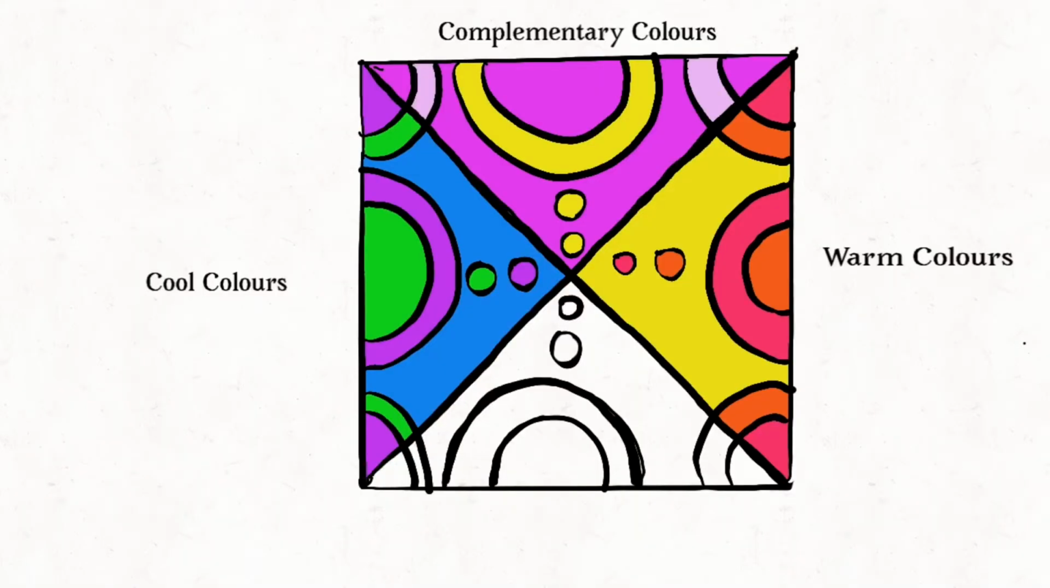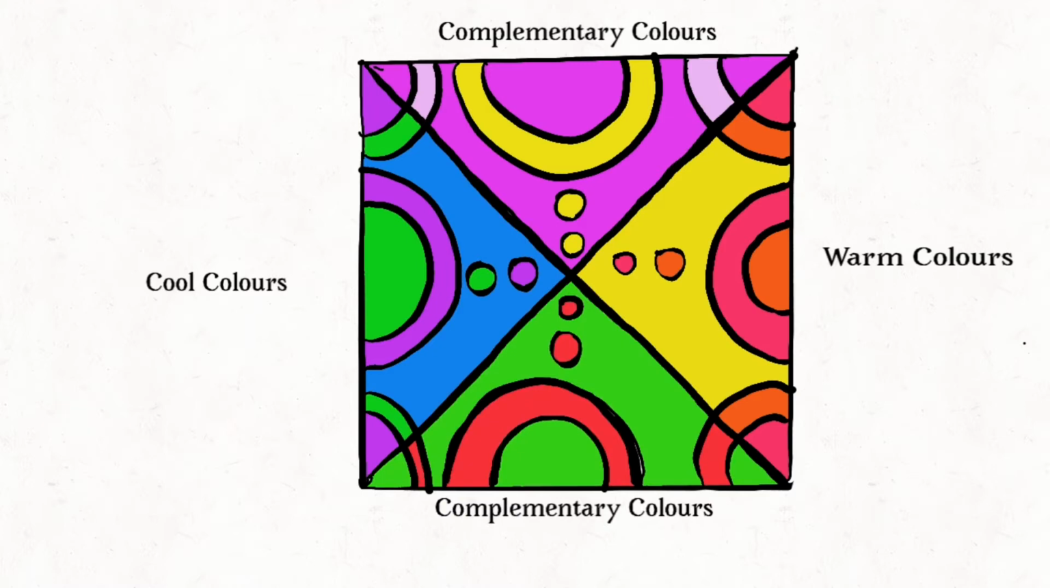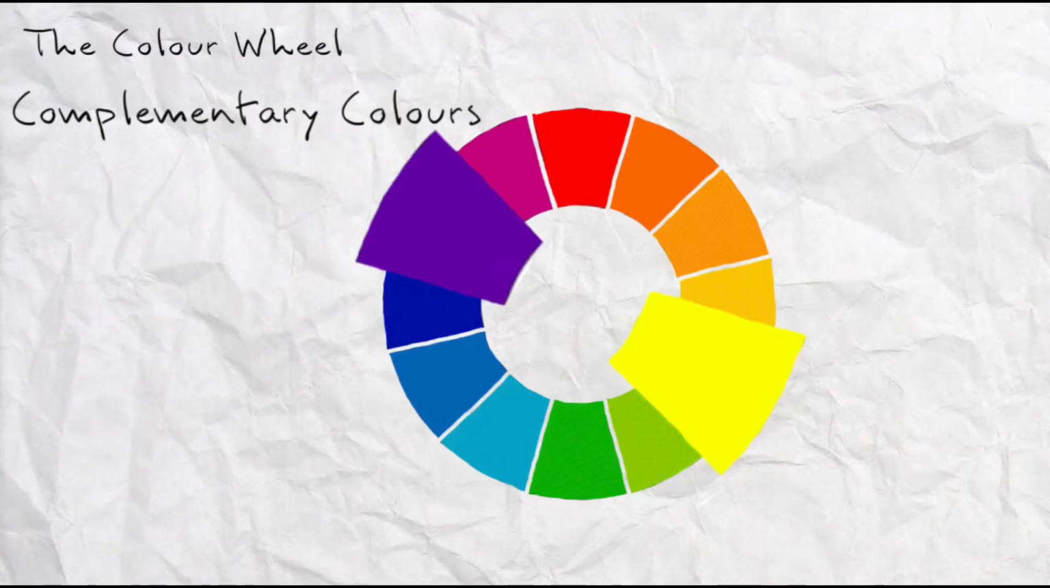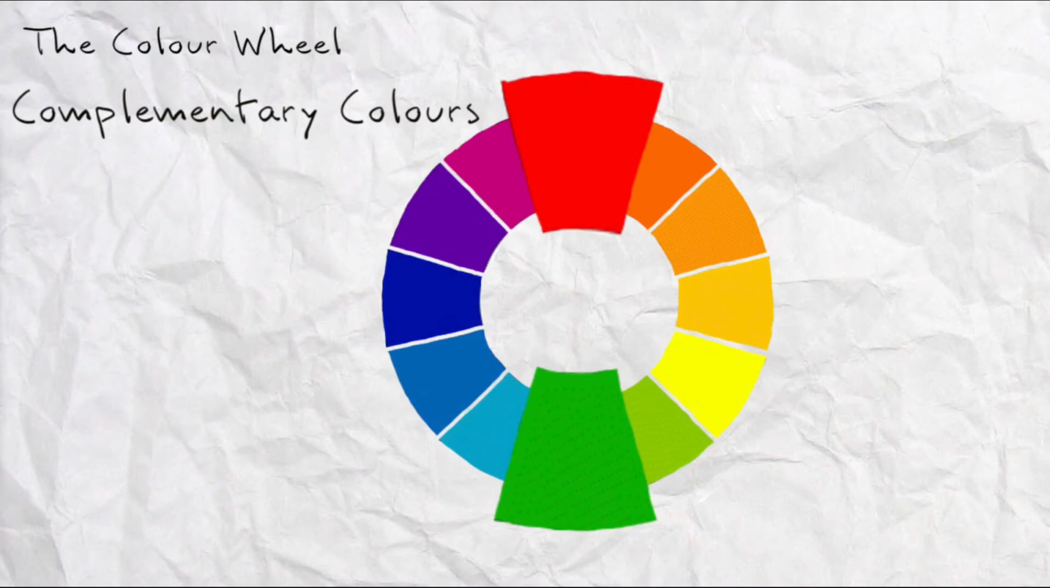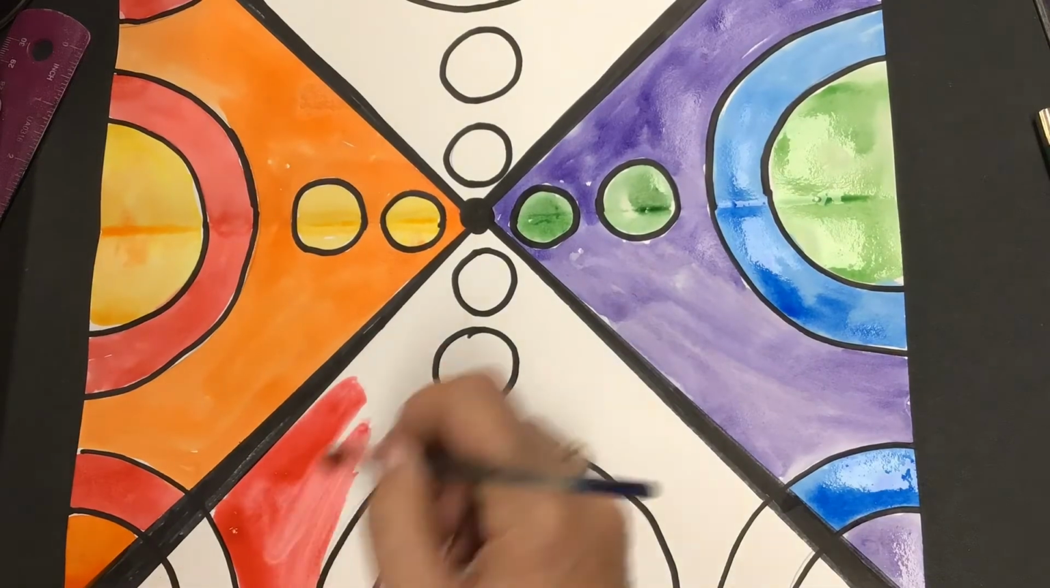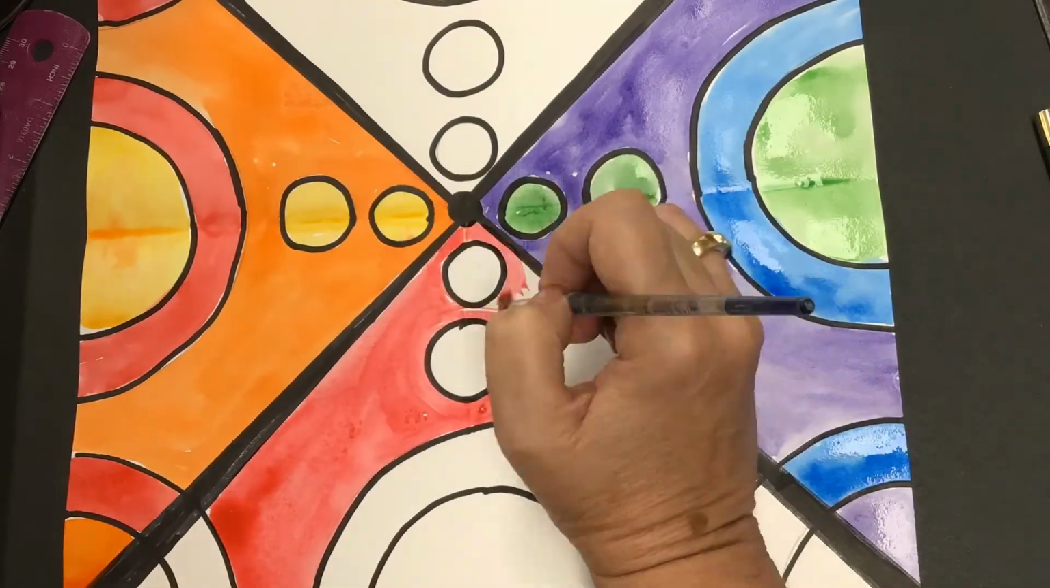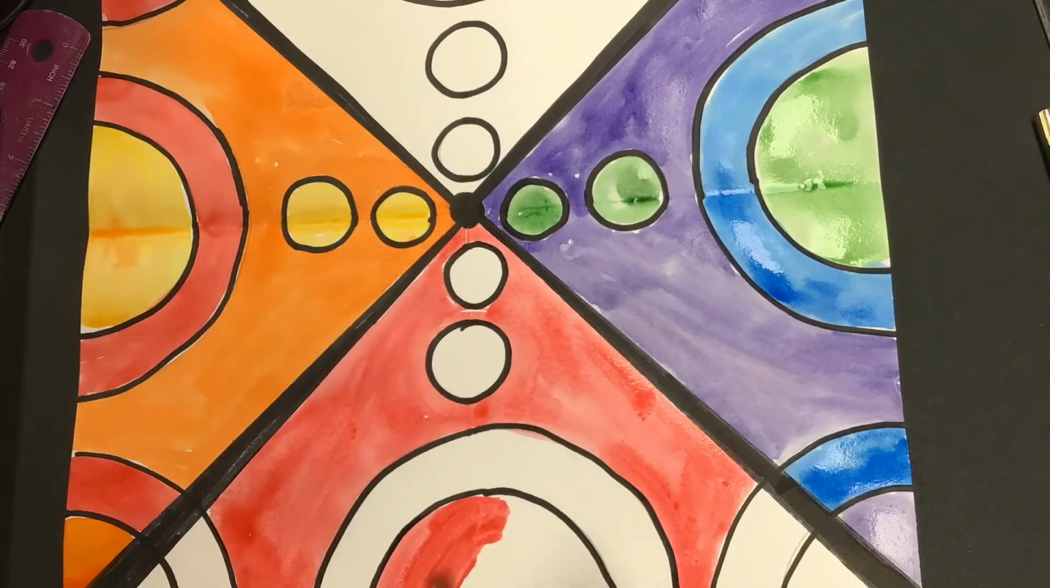In the remaining sections, you're going to use complementary colors. So you've got a little bit of choice here. Remember, the complementary colors are the colors across from each other on the color wheel. Purple and yellow, blue and orange, or red and green. Pick 2 of those combinations and continue to paint or color in those sections.